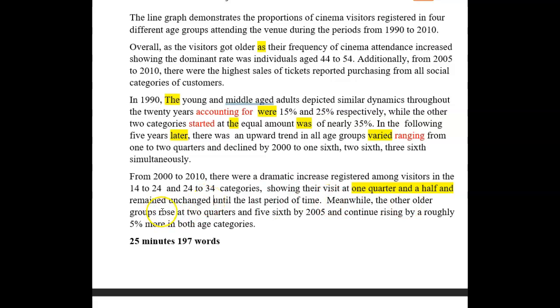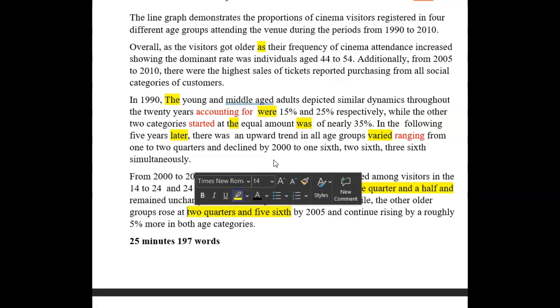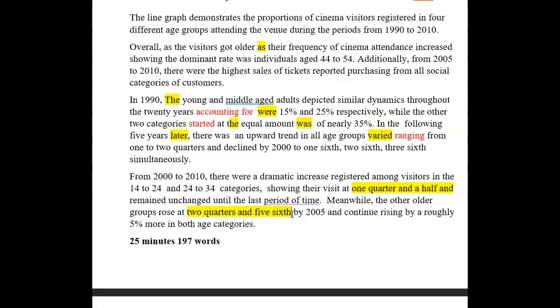Meanwhile, the other older groups rose. Again, I think I'd put the numbers in here. It's a little bit confusing now. It's okay there, but I think you need to put the actual number, 20, 30, 45, whatever it is, and continued rising by roughly 5% more in both age categories. So past tense, okay, continued rising by roughly 5% more in both age categories.